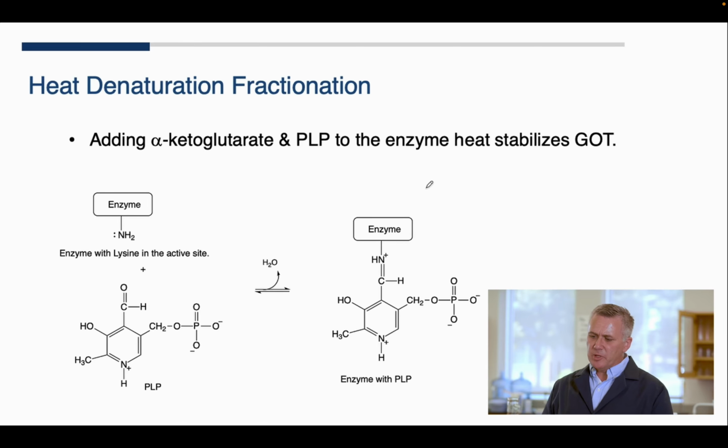So if we add alpha-ketoglutarate and PLP, the enzyme helps to stabilize that. All right, and so PLP is there. We can also add a solution of alpha-ketoglutarate, and we'll do that. We'll add it before we heat stabilize it. PLP is naturally in the solution, so we can take advantage of that as part of it. And so again, it forms this. Notice, this enzyme is GOT.